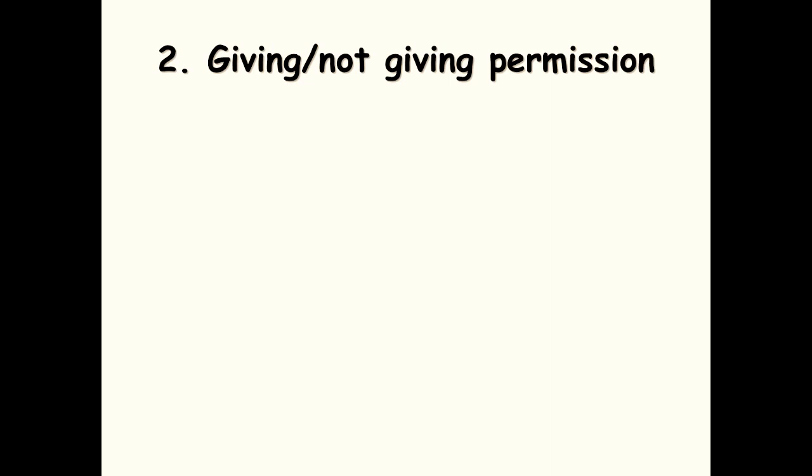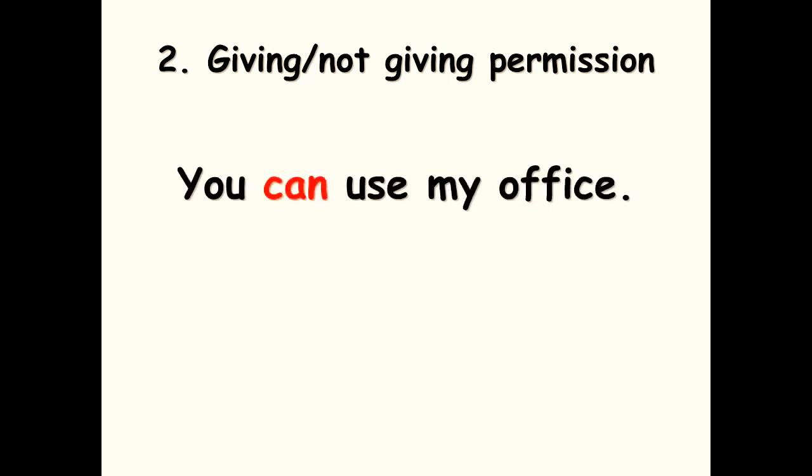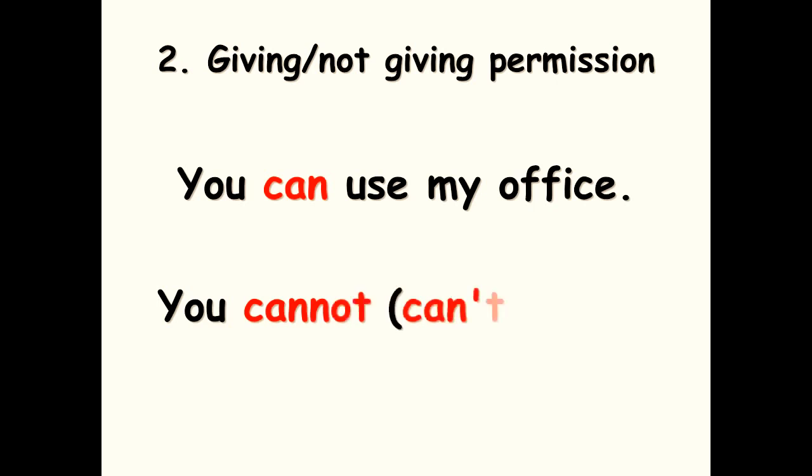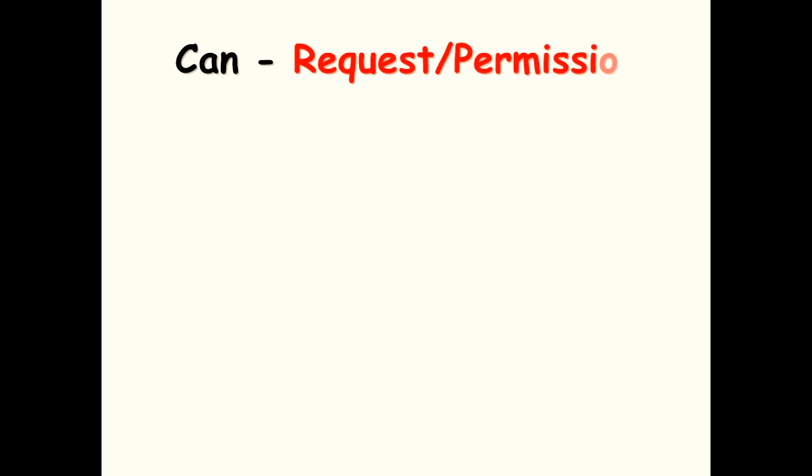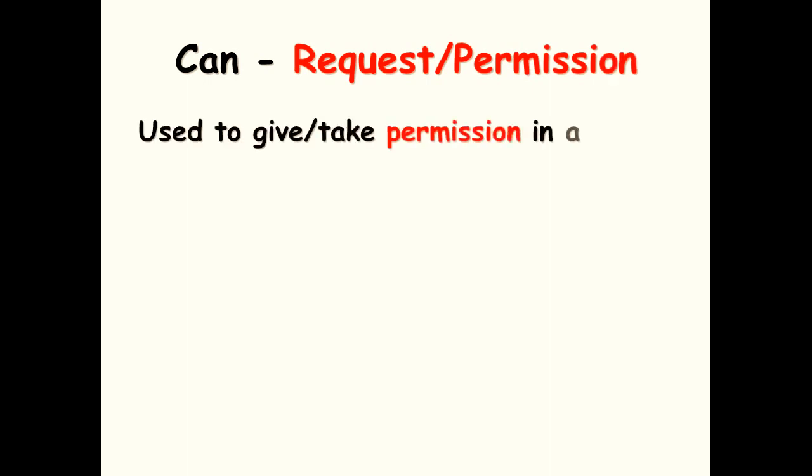The second usage of can is giving or not giving permission. For example, you can use my office. You cannot smoke here. Or you can't smoke here. Can as a request or permission. It is used to give or take permission in an informal way. With friends and family, you can use can, but in the workplace or when making requests from seniors, always use may.